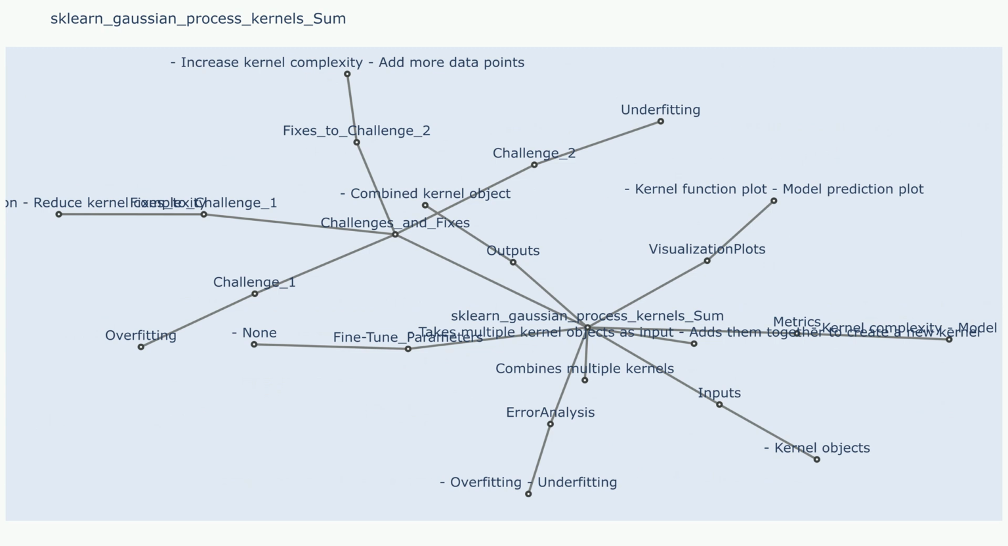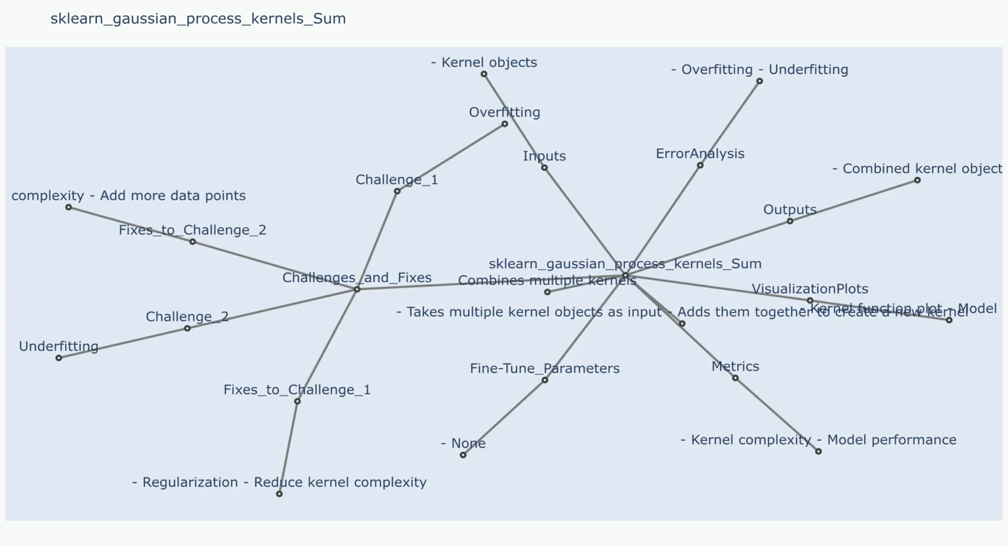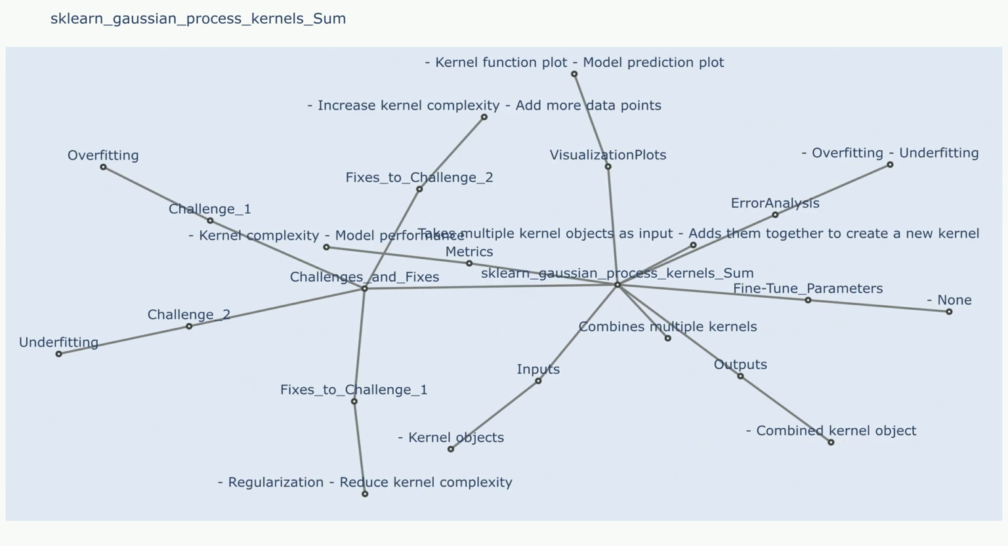Outputs. Output 1: the Sum kernel. This is a combined kernel object that represents the sum of the individual kernels. The resultant combined kernel. Output 2: covariance matrix. The Sum kernel, when applied to data, generates a covariance matrix that reflects the combined effects of the individual kernels. The matrix representing the covariances between points, as calculated by the combined kernel.